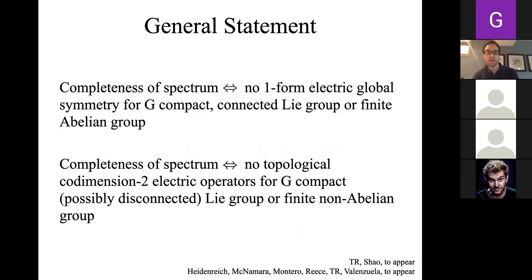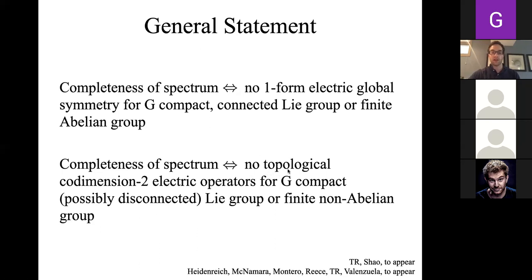This is a specific example of a more general statement. So the standard lore, completeness of spectrum, is in one-to-one correspondence with the absence of a one-form electric global symmetry, is true when G is a compact connected Lie group, like U(1) or SU(N), or a finite abelian group, like Z_n. But more generally, for G a compact disconnected Lie group, like O(2), or a finite non-abelian group, like S_3, completeness of spectrum is in one-to-one correspondence with the absence of Gukov-Witten operators.